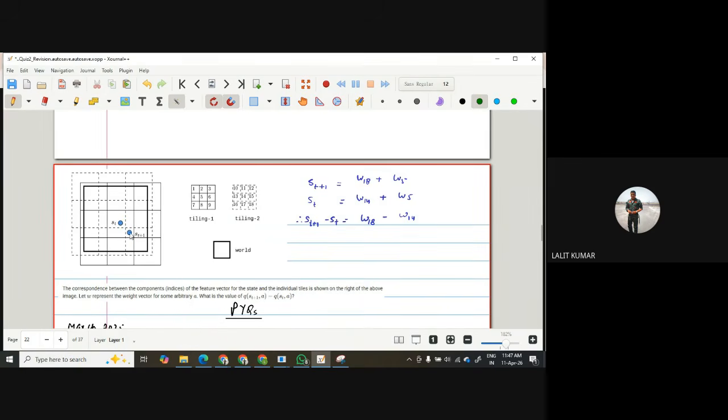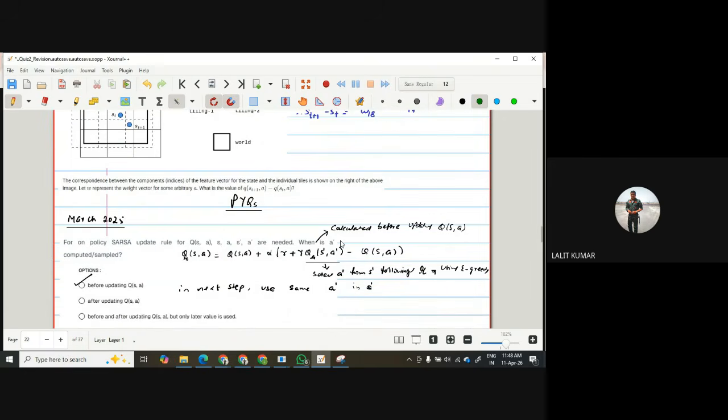So when you take S_{t+1}, you can see in tiling 2 it is W18, and from tile 1, counting 1, 2, 3, 4, 5, 6, it is W5. So S_{t+1} is W18 plus W5, whereas S_t is W14 plus W5. So when you subtract, it becomes W18 minus W14. There are some involved questions in PYQs.